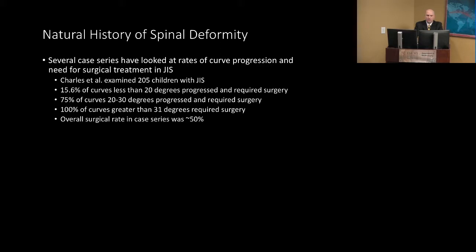So several case series have looked at curve progression and the need for surgical treatment in juvenile idiopathic scoliosis. Charles et al. imaged 205 children, and in this study, 15% of the curves that were less than 20 degrees progressed and required surgery. 75% of the curves between 20 and 30 degrees progressed and required surgery. 100% of the curves greater than 31 degrees required surgery. And the overall surgical rate in the case series was 50%. So out of 205 children with scoliosis between ages 4 and 10, 50% of them had surgery.